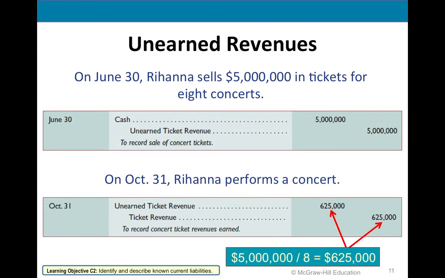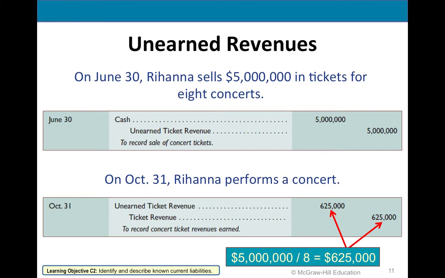Another thing we talk about is unearned revenue. Unearned revenue is when a company receives payment before fulfilling the obligation. A very popular example is a concert. In this example, we talk about Rihanna. Rihanna sold $5 million in tickets for 8 concerts. Rihanna got the money up front. Now every time she has a concert, she owes less and less.